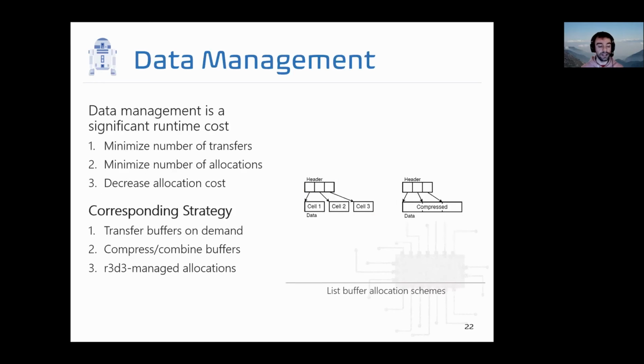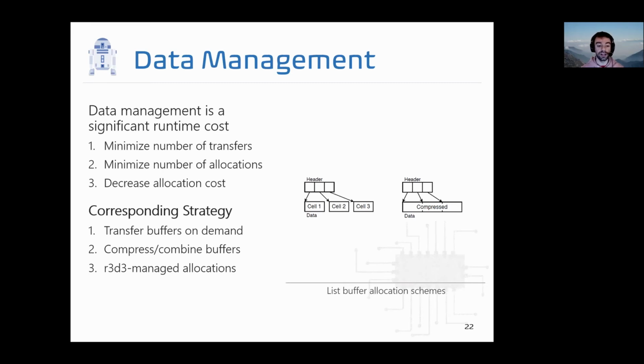Along with this, we have data management because data management turns out to be a significant runtime cost. And so as part of our strategy, we define 3 principles for optimization. Number 1, we want to minimize the number of transfers. So we want to minimize the number of times that we're transferring data across the bus. Number 2, we want to minimize the number of allocations. So allocations are not free, and so we want to really improve the number of times that we're calling it. And number 3, we want to actually decrease the allocation cost because there is a minimum required for any particular program. And so our corresponding strategy has 3 parts to it as well.